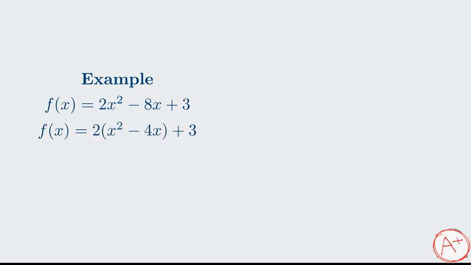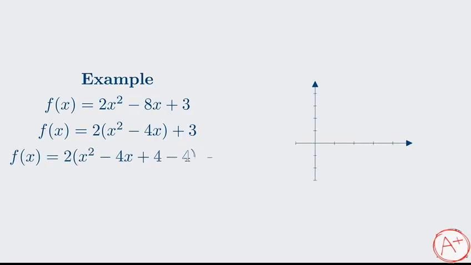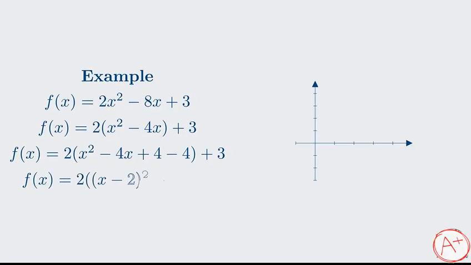Let us apply this. We need to find the coordinates of the stationary point for the function. First, we factor out the coefficient of x squared, which is 2, from the first two terms only. Next, we complete the square inside the bracket. We take half of the coefficient of x, which is -2, and square it to get 4. We add and subtract 4 inside the bracket to keep the expression balanced. The first three terms inside the bracket now form a perfect square, x minus 2, all squared.